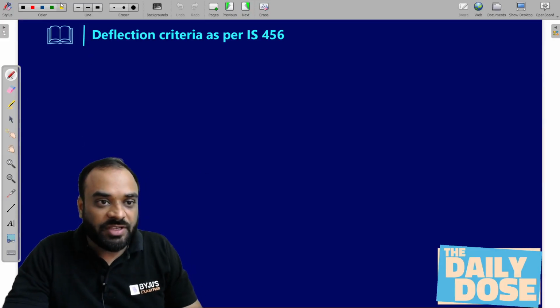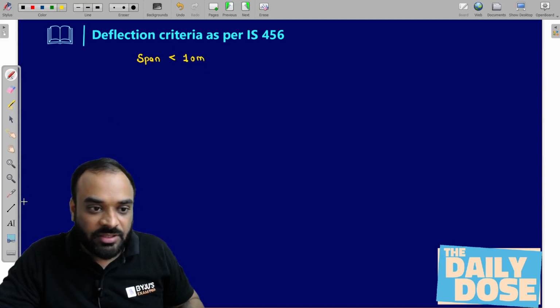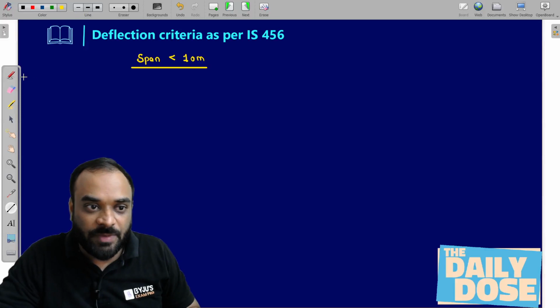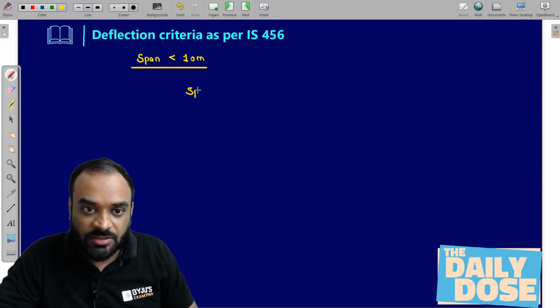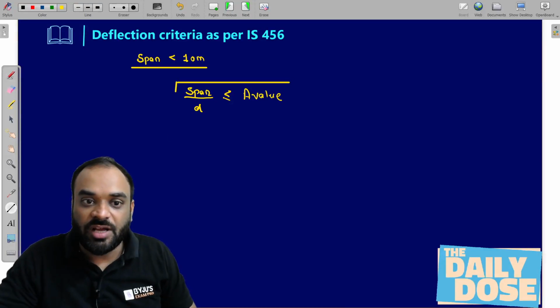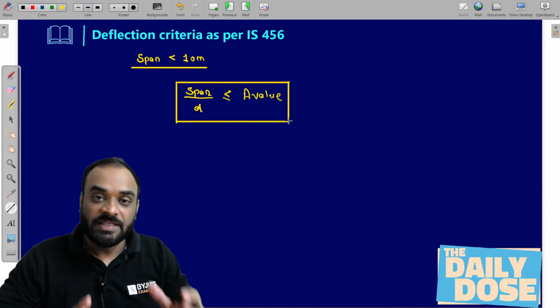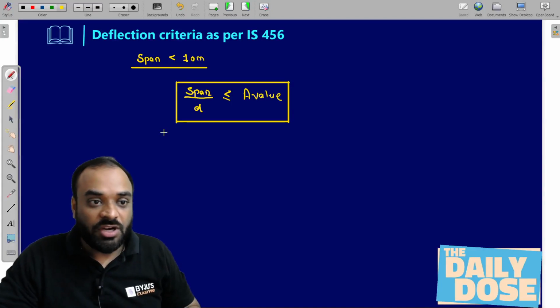As per IS 456, what they have recommended is, let us suppose the span of the beam is less than 10 meter, then there is one ratio, which is span upon effective depth ratio, and it should be less than or equal to a value, A. On the basis of this criteria, we are able to assume or calculate the value of D which is required so that our beam is safe in deflection.